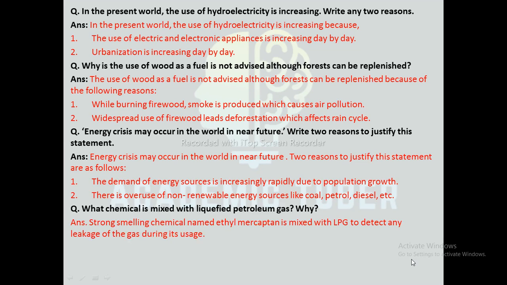What chemical is mixed with liquefied petroleum gas and why? A strong smelling chemical named ethyl mercaptan is mixed with LPG to detect any leakage of gas during its usage.